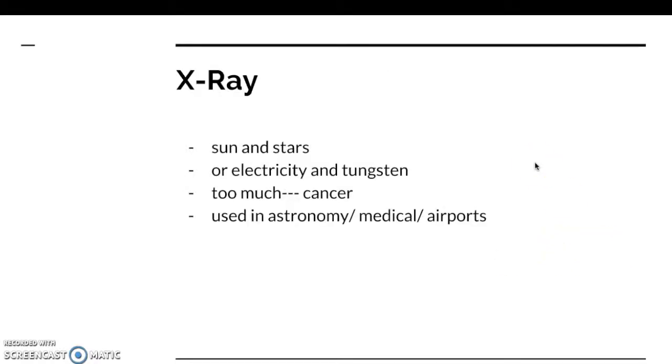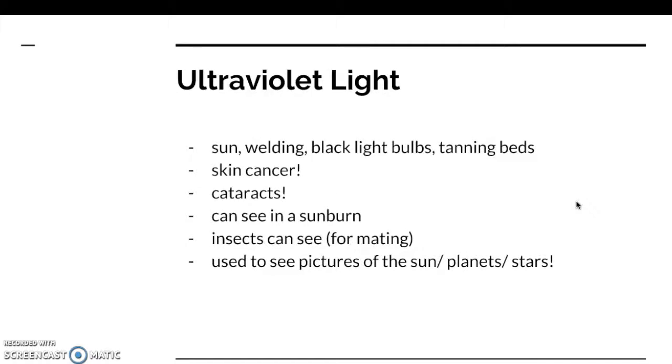Okay, the next type is an X-ray. It's found in the sun and the stars, or electricity and the element tungsten. Too much of it can give you cancer, but it's used in astronomy for medical reasons and at airports, and I mean, most of us have had experience with X-rays. When we break a bone, we get an X-ray.